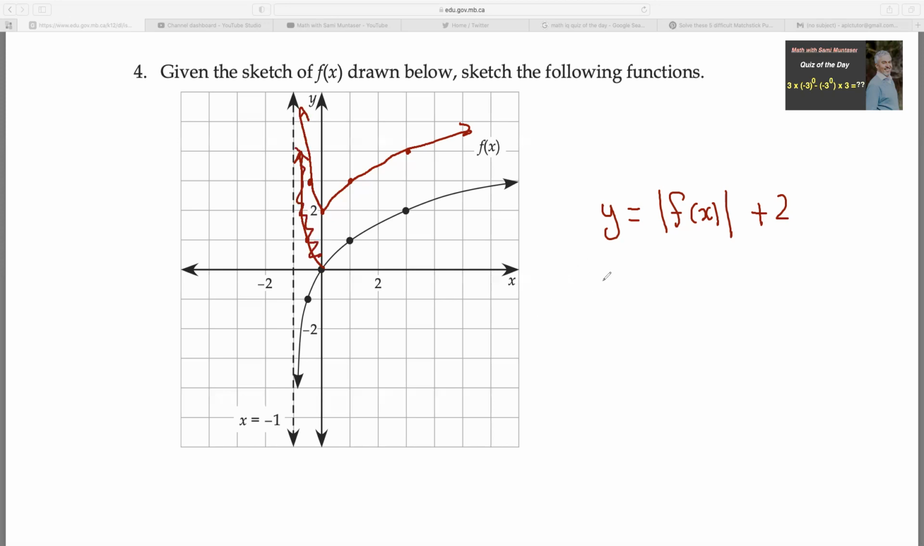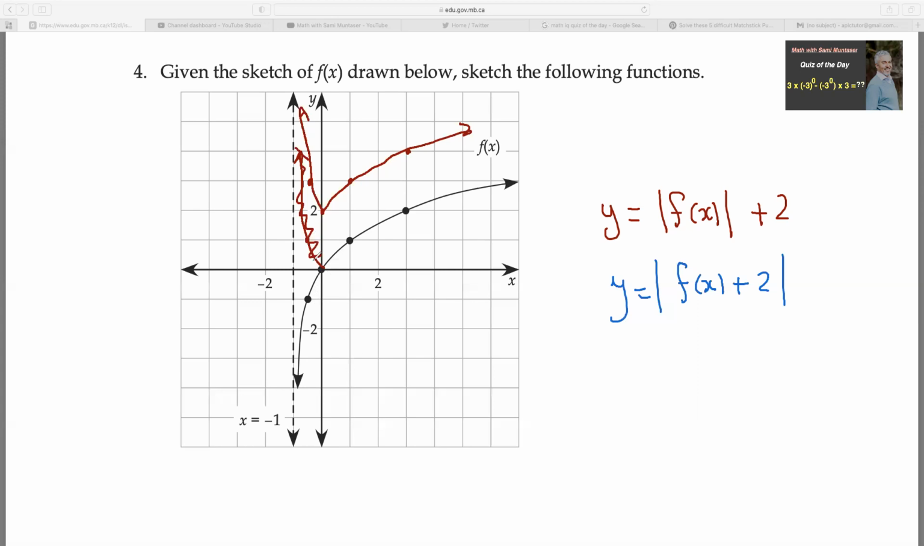Okay. How about if they change the question? I'm just going to put a little bit of a twist to this. If we make it y equals the absolute value of f of x plus 2, like this, if they do that, then you have to move this graph 2 up before you start doing the absolute value.